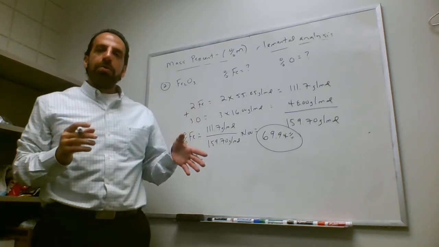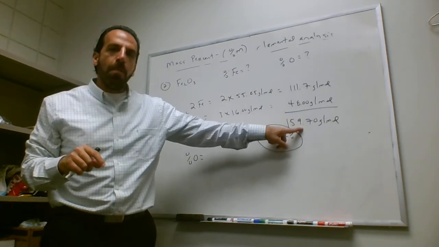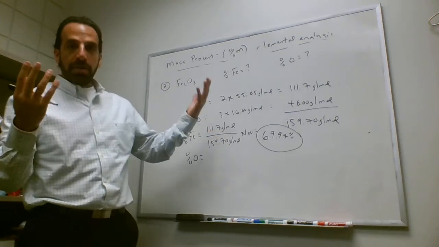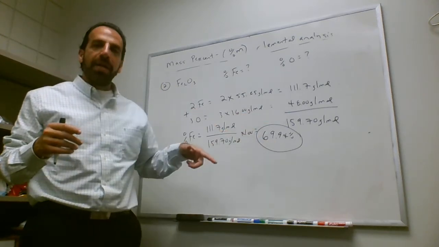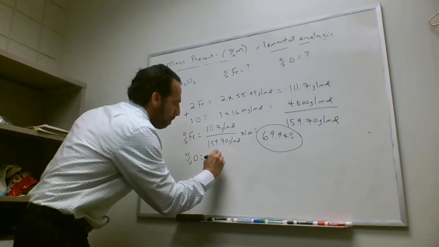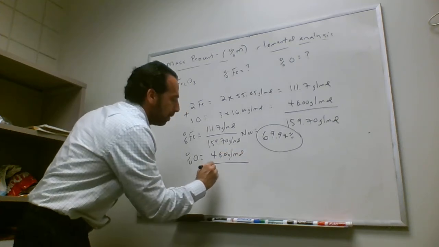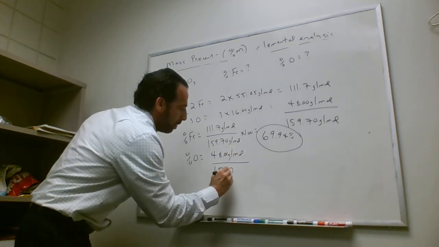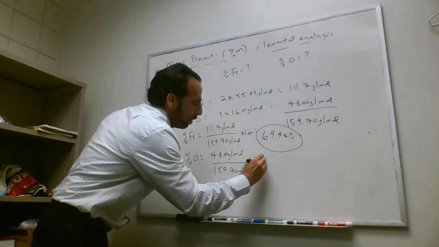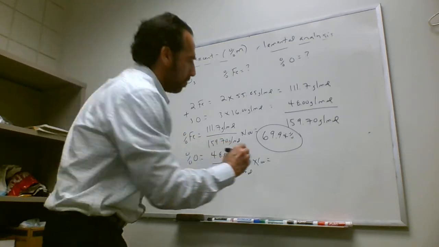For oxygen, you can do it 2 different ways. You can divide 48 by 159.70. Since there's only 2 elements in there, you could just subtract 69.94 from 100. So it would end up being the same thing. So if I do that, I'm going to get 30.06%.